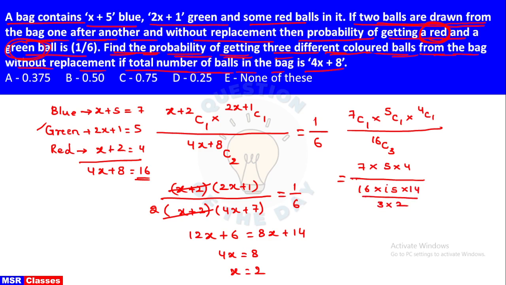Okay, 5 3 times 3, 3 gets cancelled. 8 times 4, 2 times 7, 2 times. That is 1 by 4, which is 0.25. Option D is the correct answer for this question. Right?